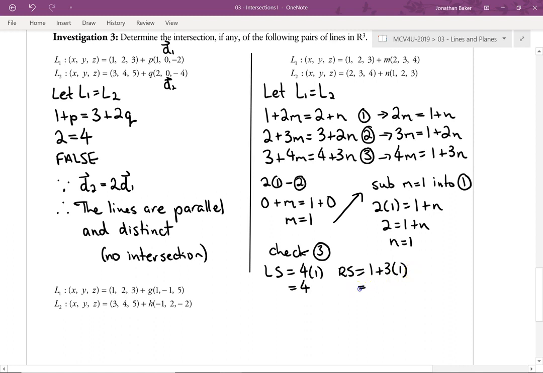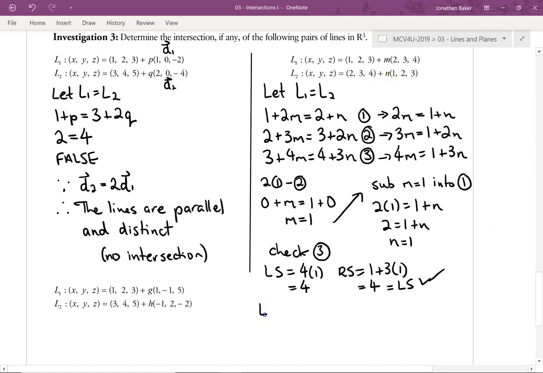And this is also going to be 4, right? And this is equal to the left side, which is good. Okay, so now that we have an m and an n value that's consistent, what this means is we have a parameter for each line that should give us the same point when used. So let's check this, right?